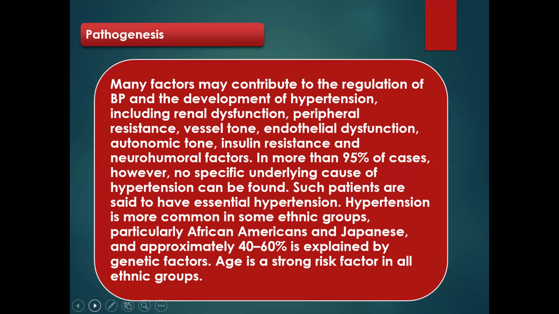In more than 95% of cases, however, no specific underlying cause of hypertension can be found. Such patients are said to have essential hypertension. Hypertension is more common in some ethnic groups, particularly African Americans and Japanese, and approximately 40 to 60% is explained by genetic factors. Remember, age is a strong risk factor in all ethnic groups.